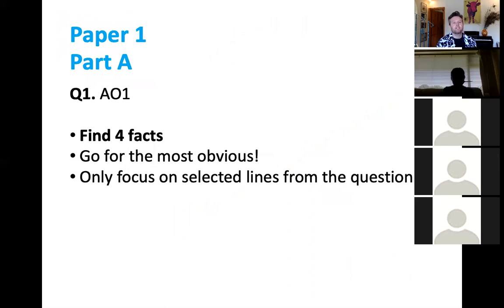So part 1, section A, that's your assessment objective 1, is finding 4 facts. So if you get your practice paper in front of you now, I'm going to get mine on my iPad.